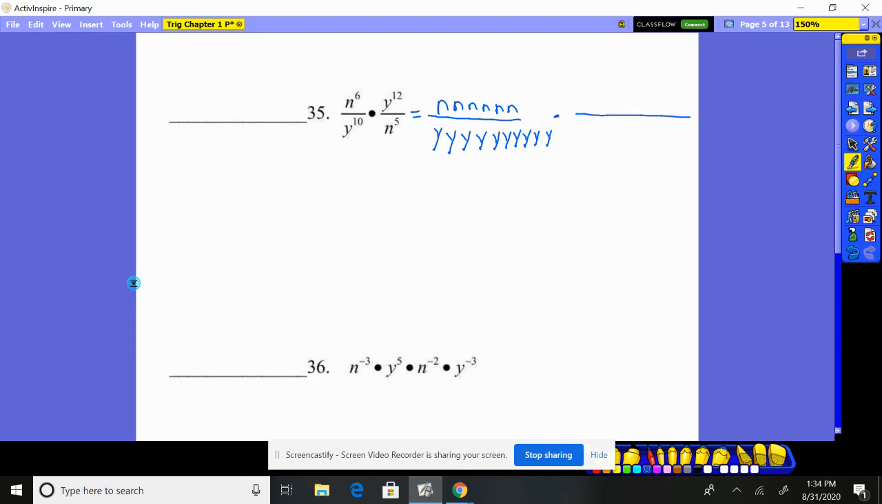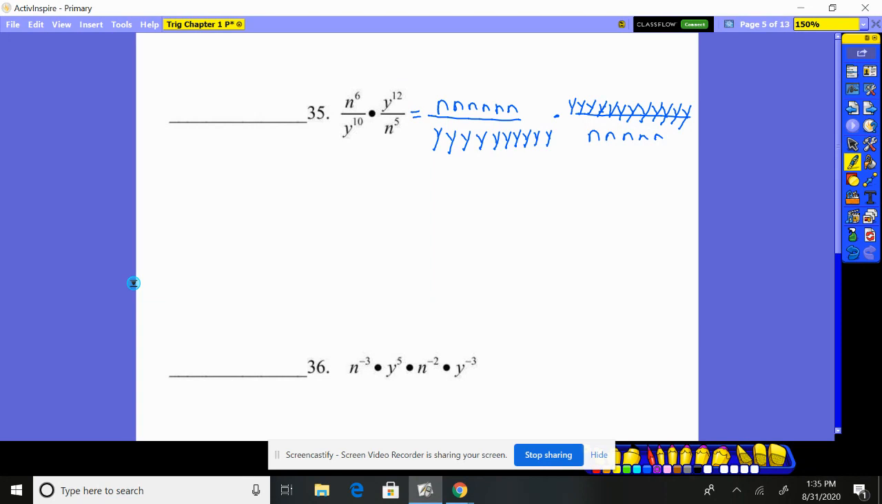Times what do we have? 12 of them up here. See if I can fit that in here. 1, 2, 3, 4, 5, 6, 7, 8, 9, 10, 11, 12. Times n. Now, granted, I would be able to look at this, visualize this, and get my answer, but we wrote it out. Didn't hurt anything.